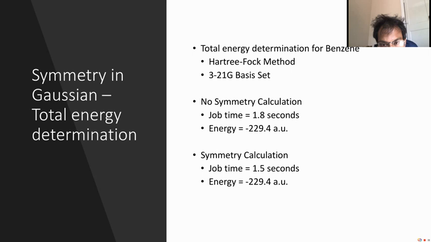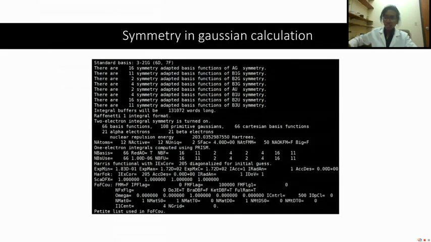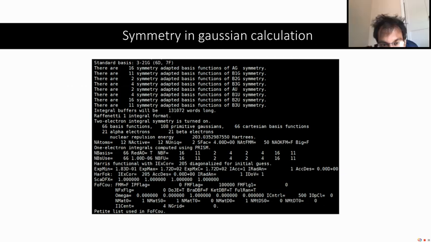So the no symmetry calculation gets a job time of 1.8 seconds, and the symmetry calculation takes 1.5 seconds. Next slide. So when we are calculating using Gaussian, the symmetry log files will look like this. Next slide.